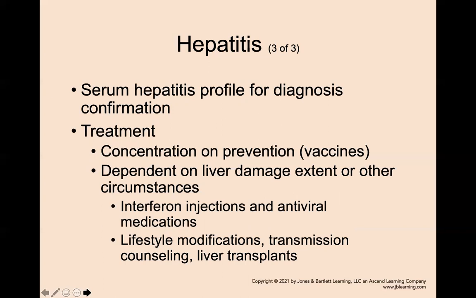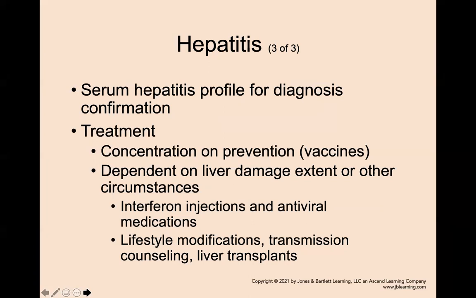Treatment really revolves around prevention. So at this point, all children born in the United States are vaccinated with hepatitis B. I think they changed that in 2010. If you're born before 2010, it was not required for everyone to have it. But if you're a healthcare worker, you have probably had hepatitis B vaccines. Hepatitis A is not as common, but there is a vaccine for that as well.